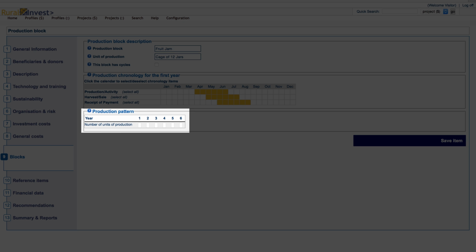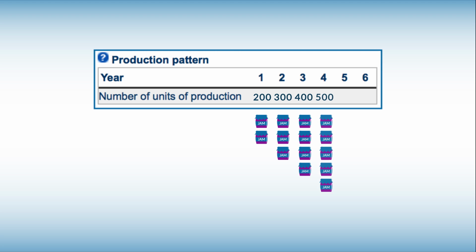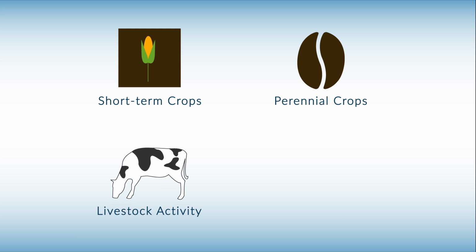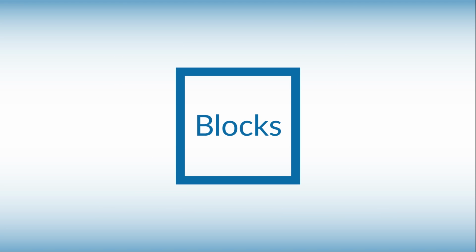With this in mind, the production pattern can be very simple. For example, we can produce 200 jars in the first year, 300 jars in the second year, 400 jars in the third year, and 500 jars from year 4 onwards. If we remember these 4 examples, that is short-term crops, perennial crops, a livestock activity, and an agro-processing activity, you should have no problems in defining your blocks. Good luck.